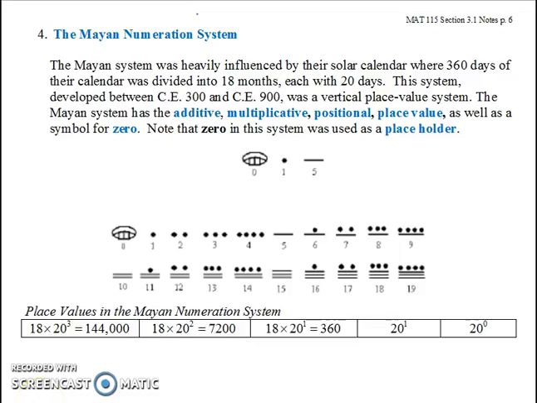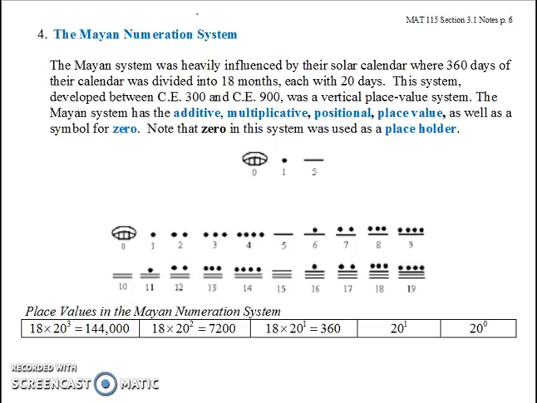The next numeration system we're going to look at is called the Mayan numeration system. It was heavily influenced by their solar calendar, where 360 days of their calendar was divided into 18 months, each with 20 days. So they had 3 different figures that they used to make all their numbers. They had 0, and then they had the dot to represent 1, and then they had the little line to represent 5. So here are all the numbers from 0 to 19.